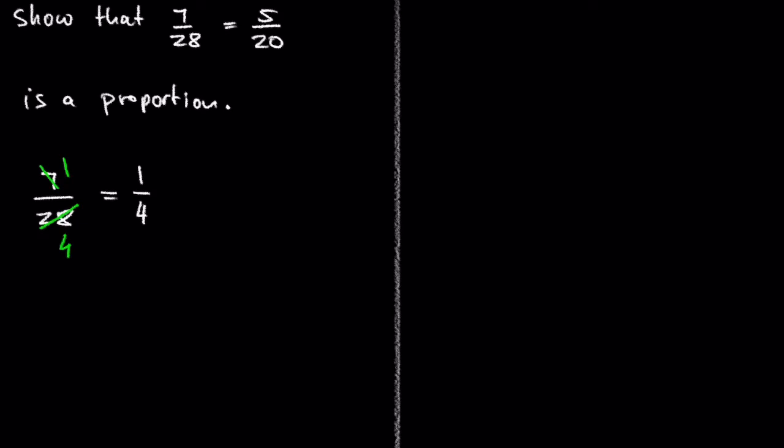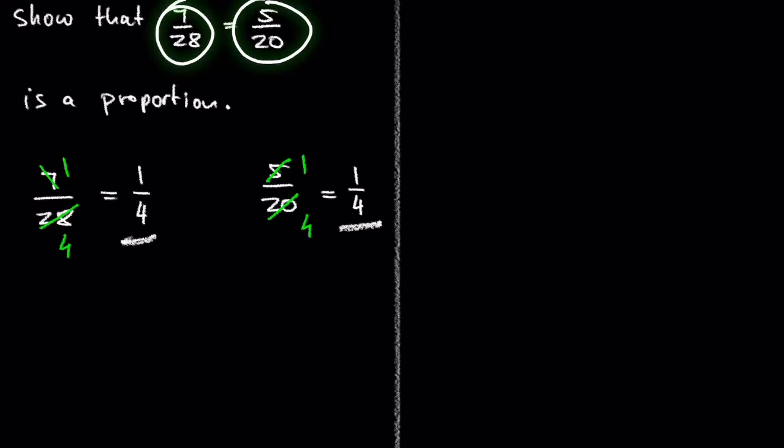What about the right-hand side? Five divided by 5 is 1, and 20 divided by 5 is 4. So we get 1 over 4 on the right-hand side of the equation. Both sides of the equation are the same. So 7 to 28 equals 5 to 20 is a proportion.